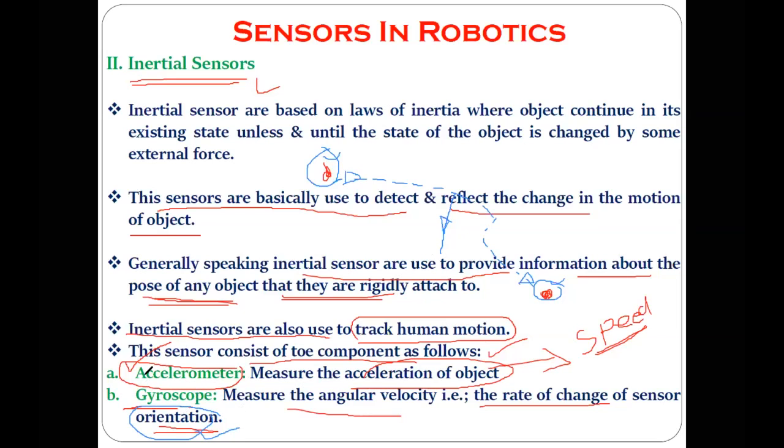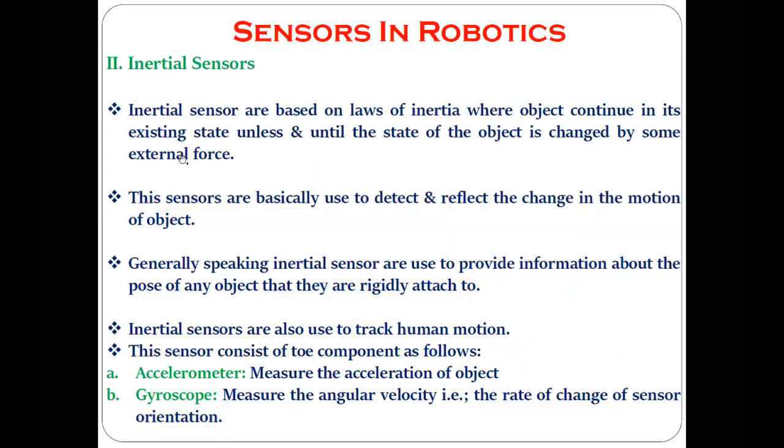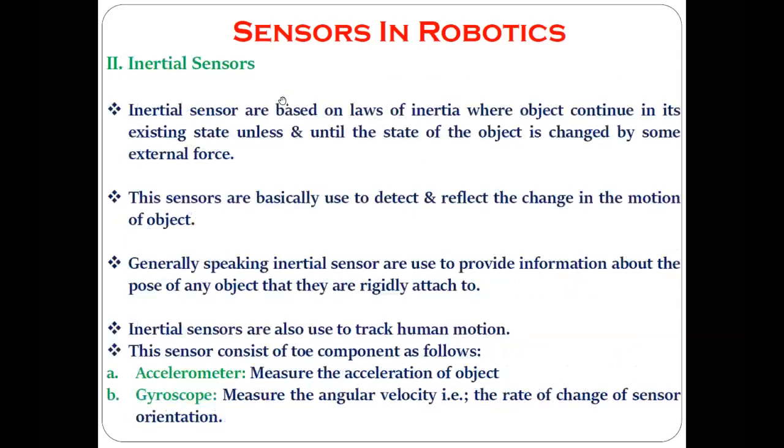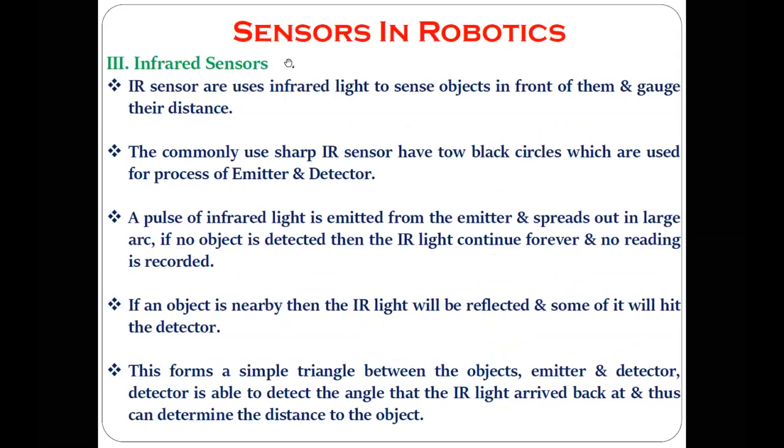Yes, sir. So with the help of these two components, our inertial sensors are working, and this kind of inertial sensor can be utilized in robots also. Okay. Now, next important we have, which we also experience a number of times every day, the infrared sensors. Infrared sensors utilize infrared light to sense the object in front of them and determine their distance. So can you tell me where we have infrared sensors in our everyday utilization?